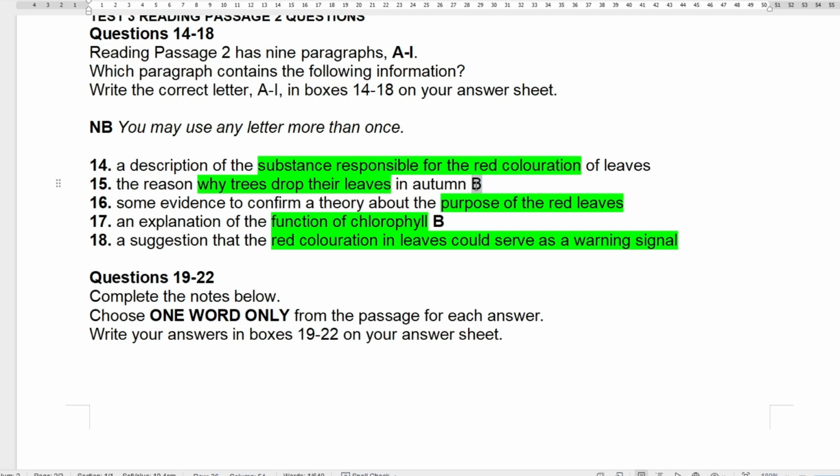So we just want to choose B as well, because you also have to make sure that we have this as an option. You may use any letter more than once. I just made it a red color, so it's like a warning signal.